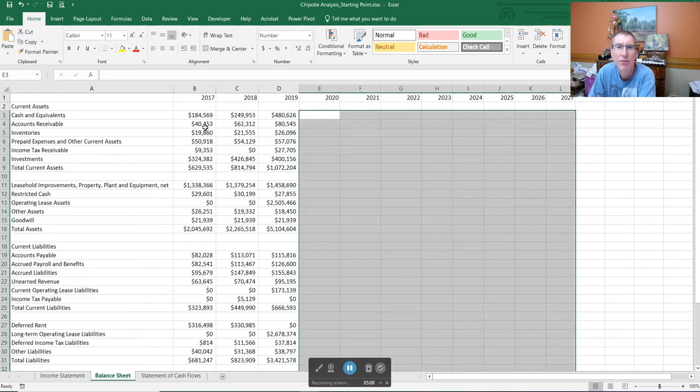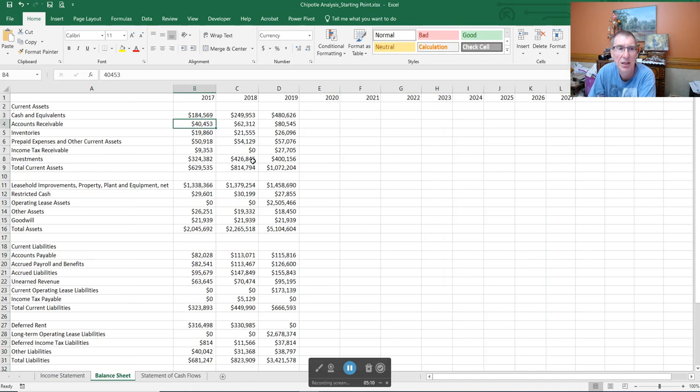I also have 3 years of data for the balance sheet. Again, all the information on the balance sheet. Now, one thing to point out on the balance sheet, and this is something I'll talk more about, but if you look at operating lease assets in 2017, that was zero. In 2018, that was zero. In 2019, it's $2.5 billion.